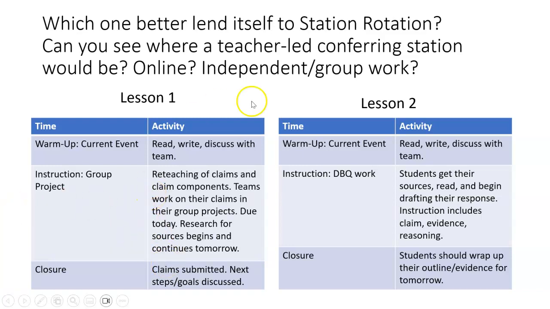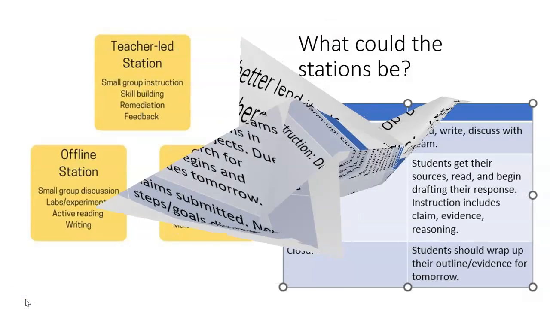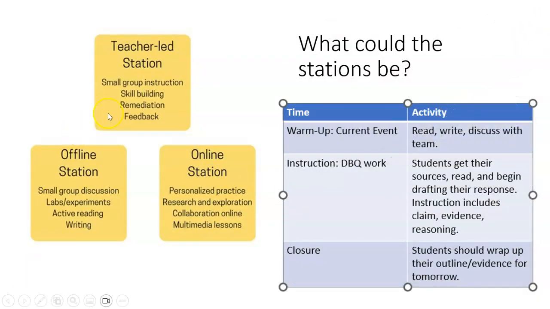So as you're looking at these 2 lessons, again, one is not better than the other. They're both fine. But this second one has components that would very clearly lend themselves to 3 different stations. This one does not. The point of the lesson was to get their claims submitted, to reteach claim and claim components. This doesn't really lend itself to being divided up. But if we really look at lesson 2, what would be the conferring part? Well, it would be this part right here, right? Like talking with each student about their claim, evidence, and reasoning.